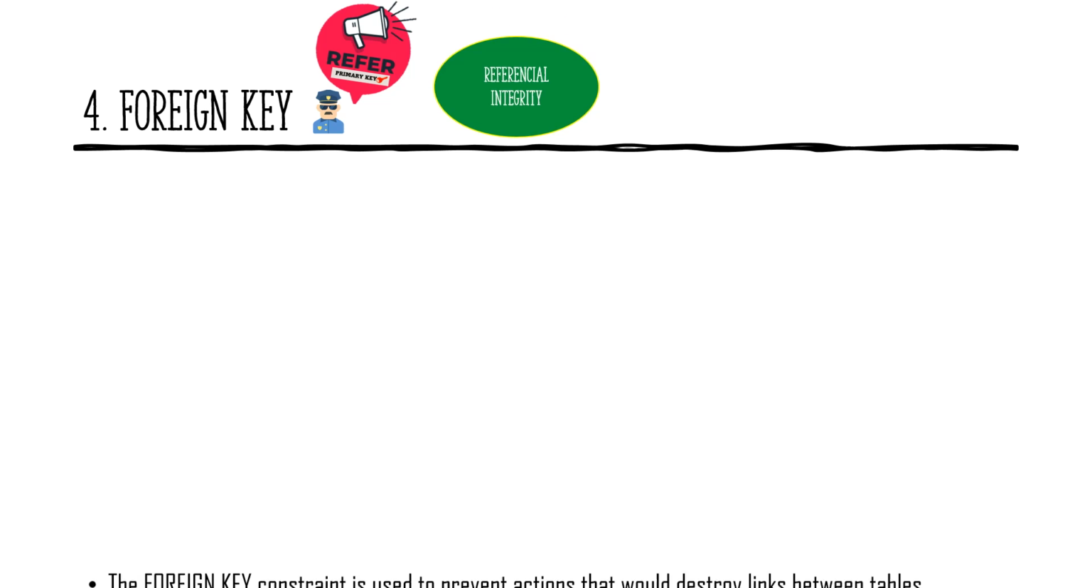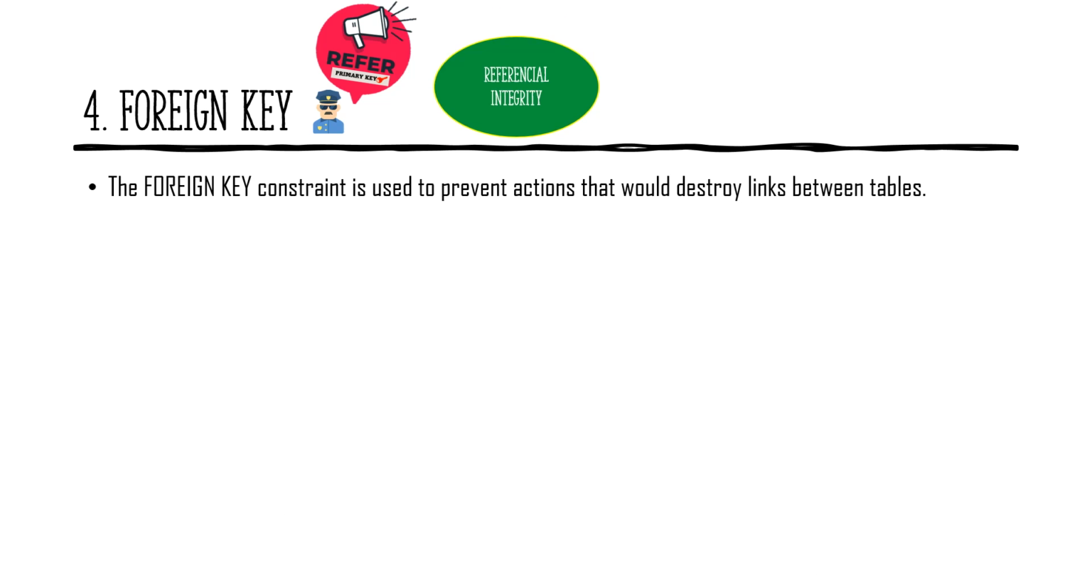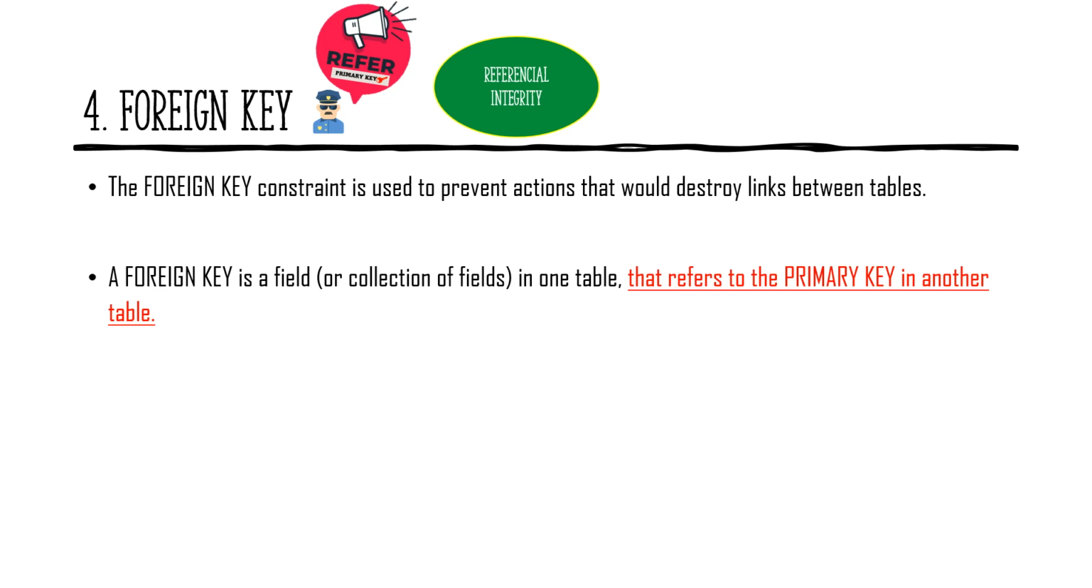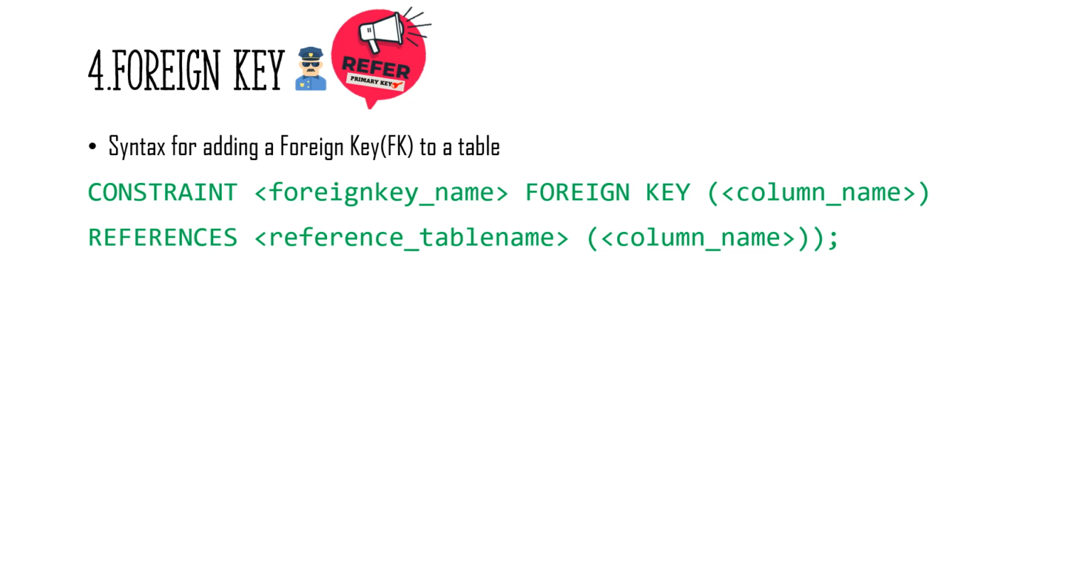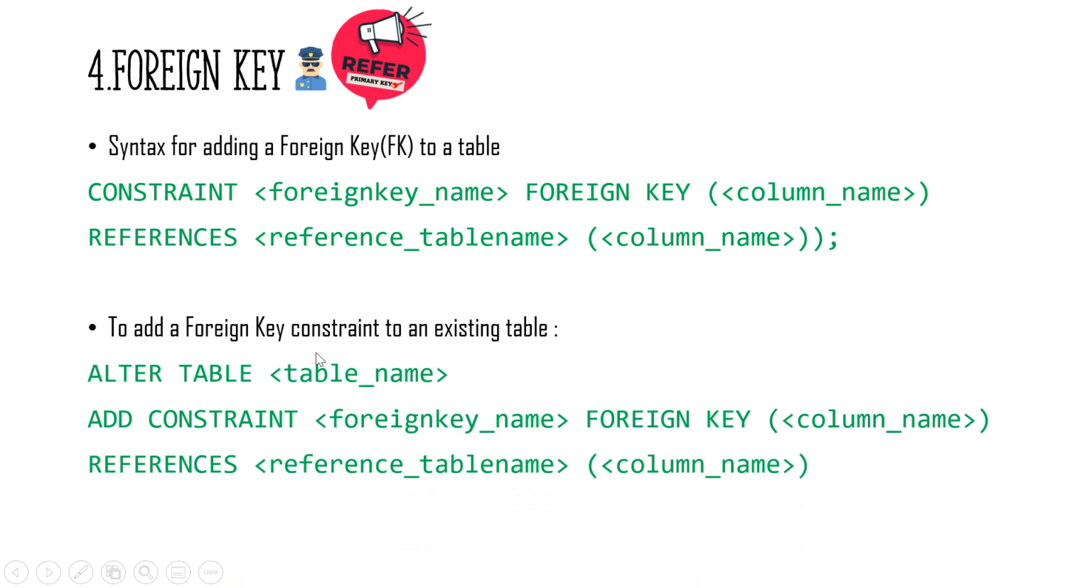Here is a quick recap of what we learned so far. The foreign key constraint is used to prevent actions that would destroy links between tables. A foreign key is a field or collection of fields in a table that refers to the primary key in another table. The table with the foreign key is called the child table, and the table with the primary key is called the reference or parent table. Here is the syntax for creating or adding a foreign key to a table, and for adding the foreign key constraint to an existing table with the ALTER TABLE statement.